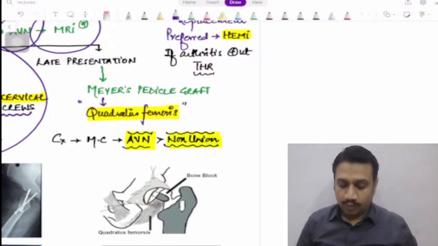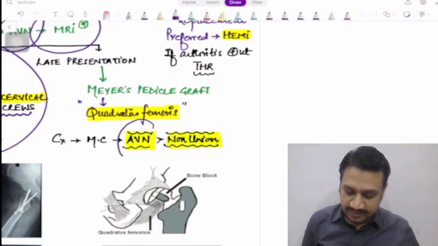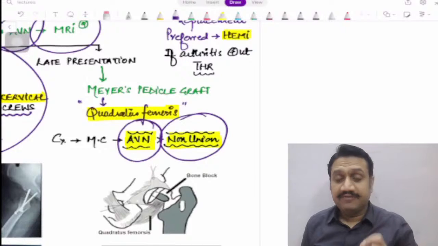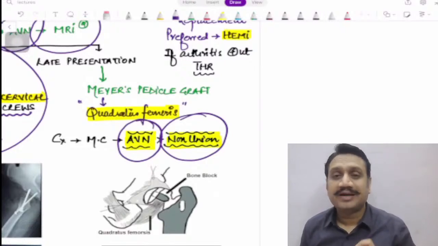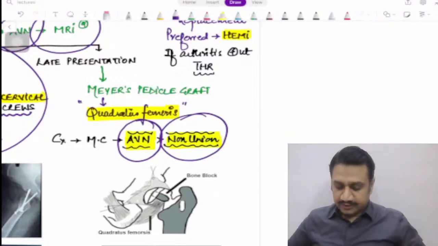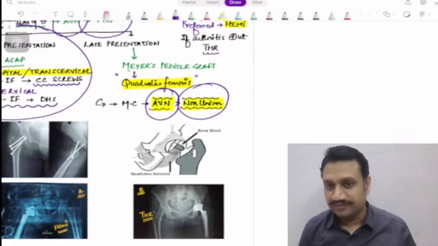Now, what are the common complications linked to the fractured femur? It is avascular necrosis and non-union. AVN is the most common complication, don't forget that, followed by the second one, which is non-union. So these are the different surgeries and different questions you have from the fracture neck of the femur.